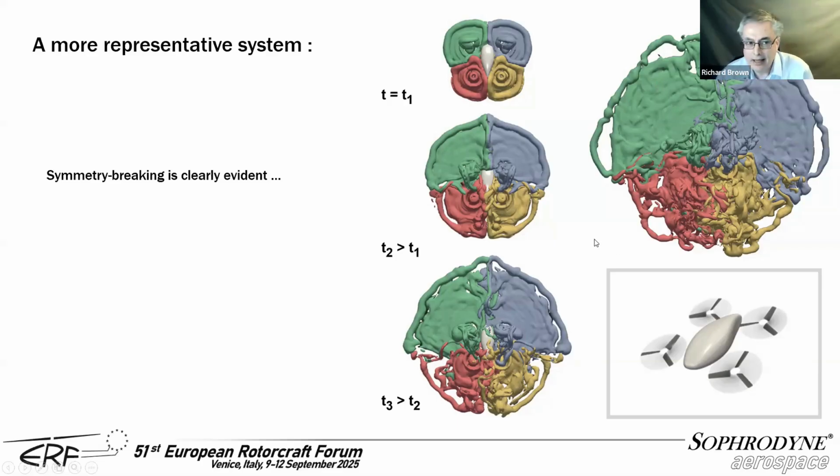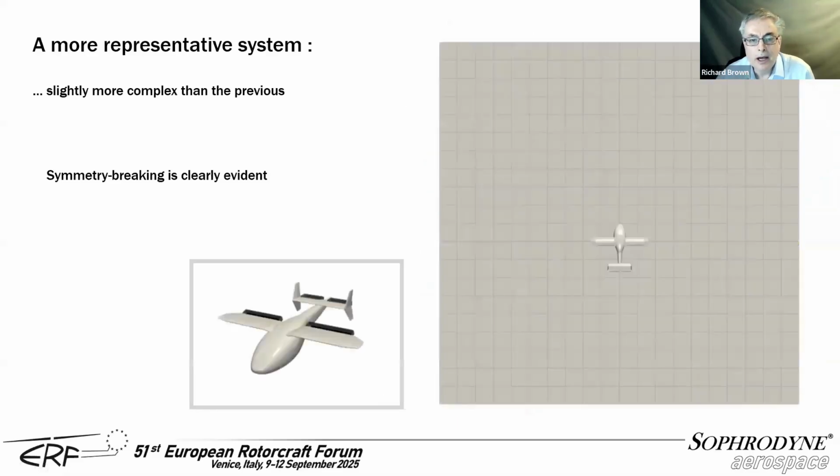So symmetry breaking is evident within the calculations that we produce, and we think that that's a fundamental mechanism of importance within the full-scale outwash. Now let me try to run that as a simulation for you so you can see it happening in practice.